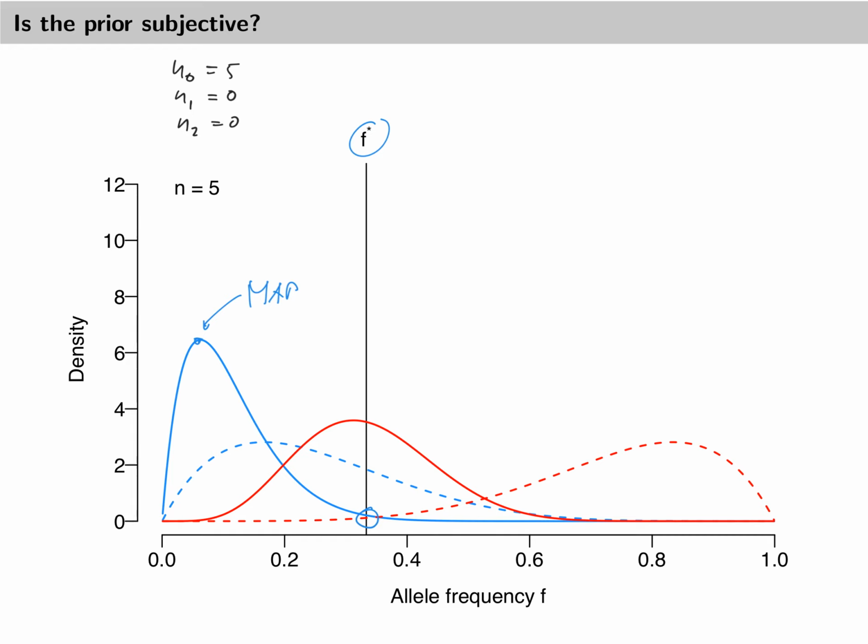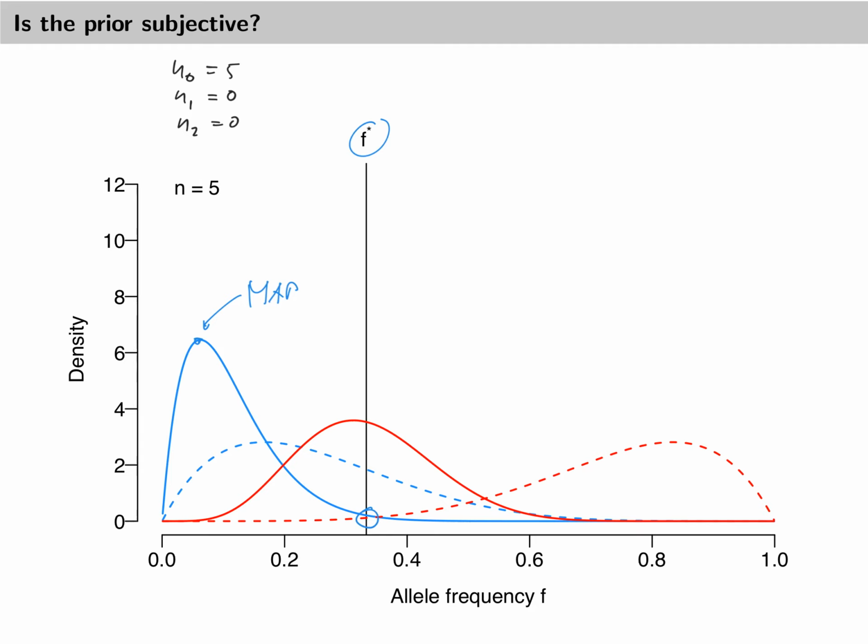However, note, it is not exactly 0, and there is no guarantee that the true value should be close to the MAP estimate in any particular run. The posterior distribution actually reflects the total uncertainty we have about f. The low posterior density at f star indicates nothing else but that, given the data, this seems an unlikely allele frequency. However, the posterior does not tell us that it is impossible that it's the true allele frequency.